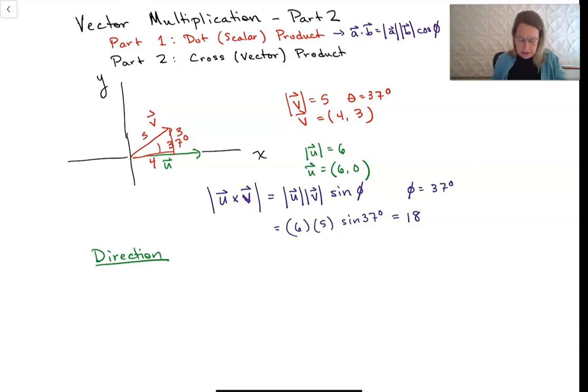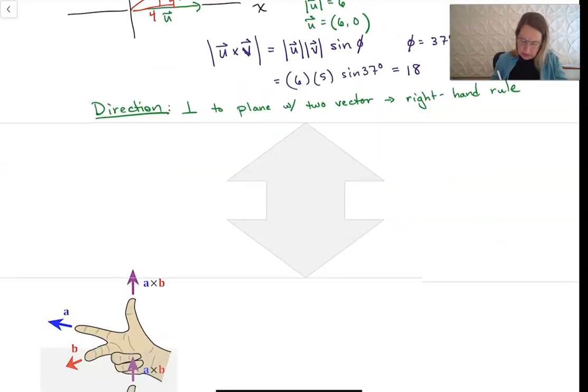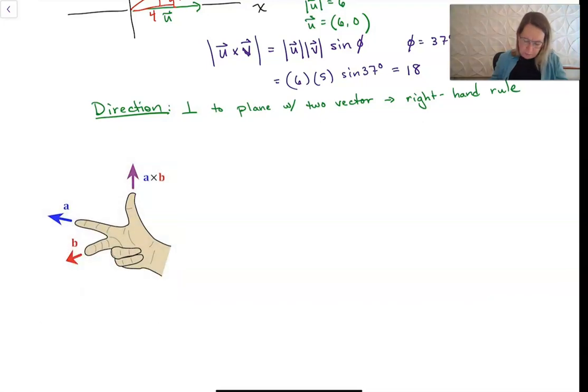The direction in this case is perpendicular to the plane with the two vectors, as described by the right-hand rule. Okay, so that means it's either going to be out of the screen or into the screen, because the plane is the screen where these are. And how the right-hand rule works is like this. Here's our description of the right-hand rule.